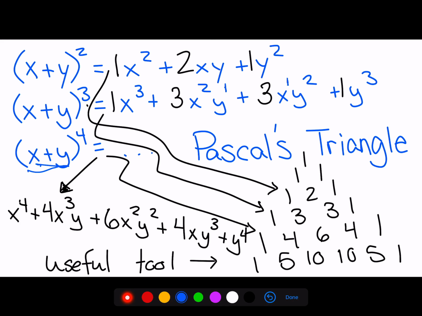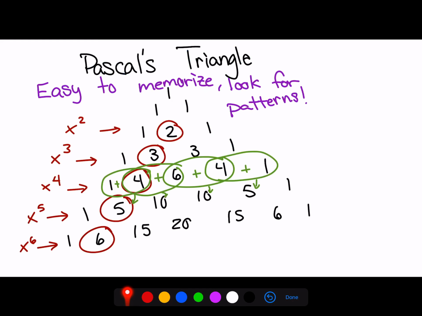x plus y to the fourth power is going to be longer. It's going to be x to the fourth plus 4x cubed y plus 6x squared y squared plus 4xy cubed plus y to the fourth. Gets long. This continues due to Pascal's triangle. So I went ahead and drew Pascal's triangle right down here. Let me go ahead and open it up a little bit. And it's very easy to memorize.